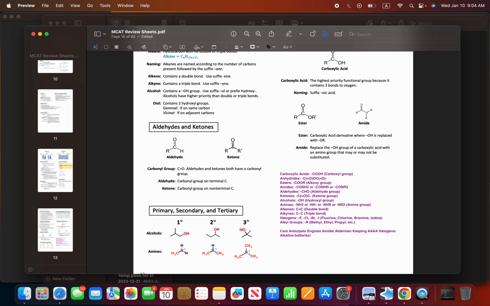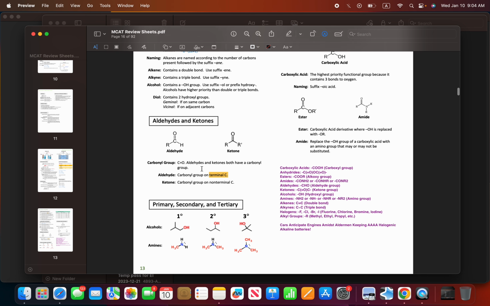So this is called the carbonyl group on terminal carbon for aldehyde and non-terminal C for ketone. So terminal refers to the fact that it is the last carbon in the compound, the molecule.